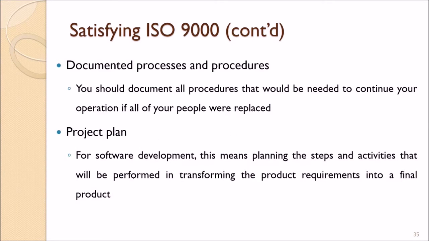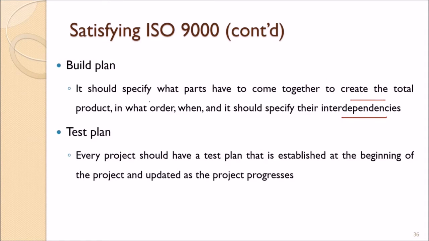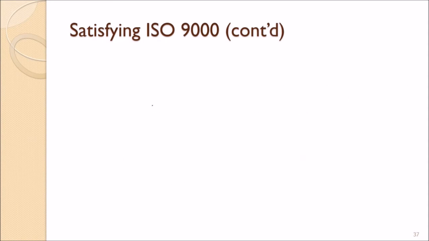Project plan. For software development, of course, this means planning the steps and activities that will be performed in transforming the product requirements into the final product. Then build plan. It should specify what parts have to come together to create the entire product, in what order, when, and it should specify their interdependencies also. Then test plan. Every project should have a test plan that is established at the beginning of the project and may be updated as the project progresses.